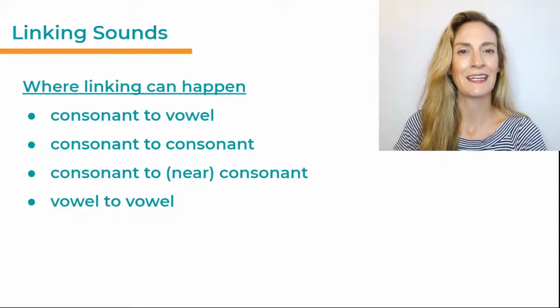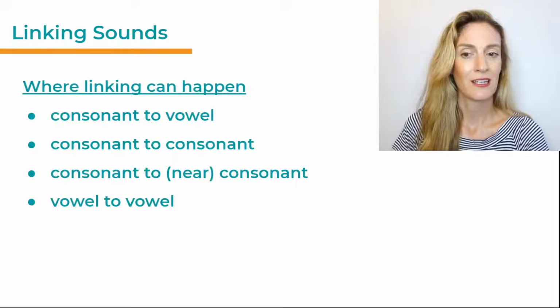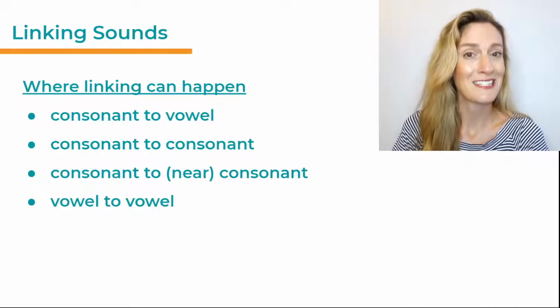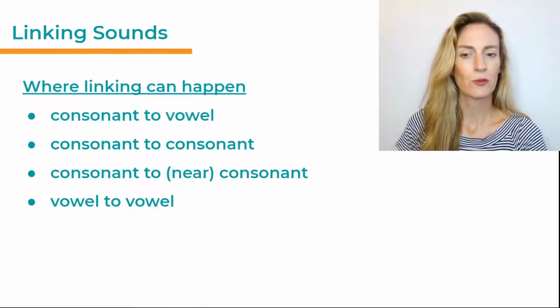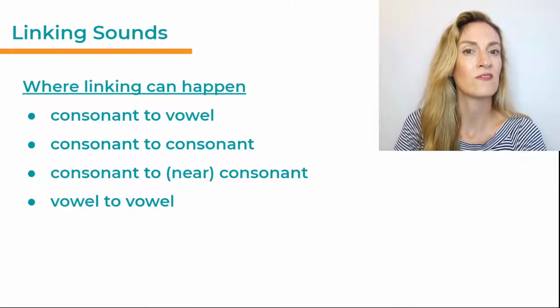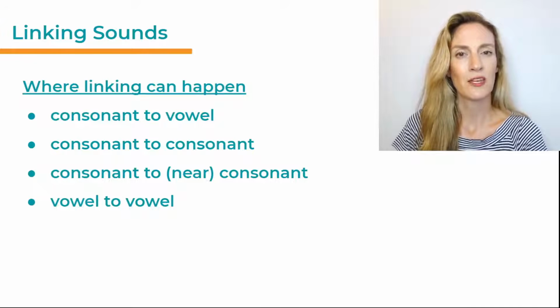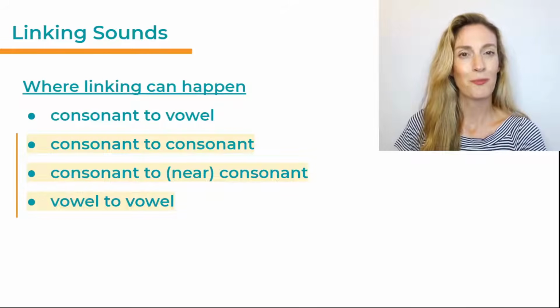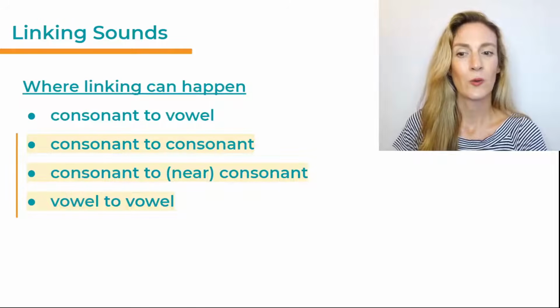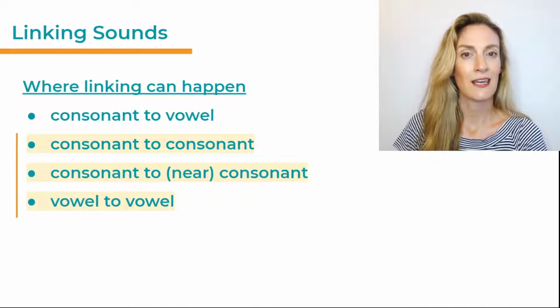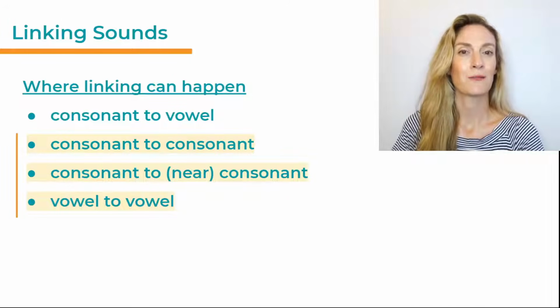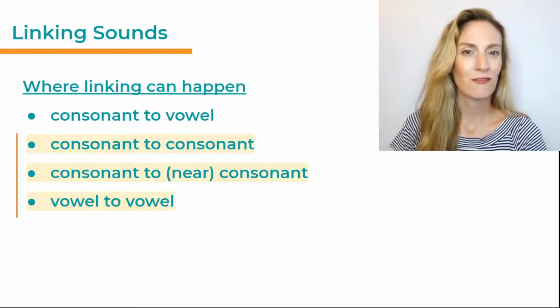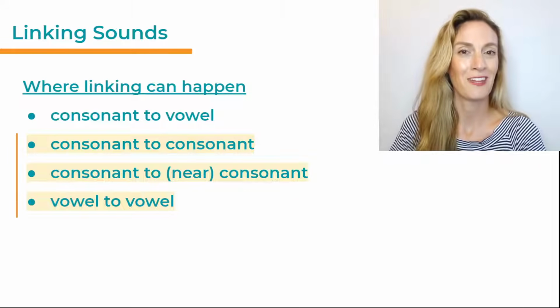So where can linking happen? It can happen from consonant to vowel sound, like we just had in our example. From consonant to consonant, the same consonant sound, but also from consonant to a near consonant, one that is very similar to our first one, and also from vowel to vowel sound. And here in this video, part 2 on linking sounds, we're going to have a look at the 3 at the bottom. If you want to see examples of linking sounds from consonant to vowel, make sure you watch part 1 of the video.